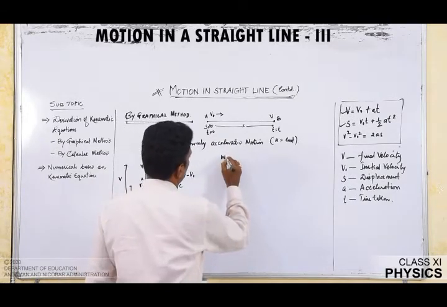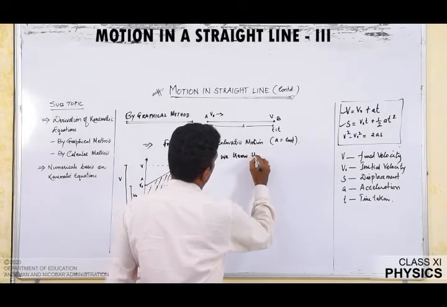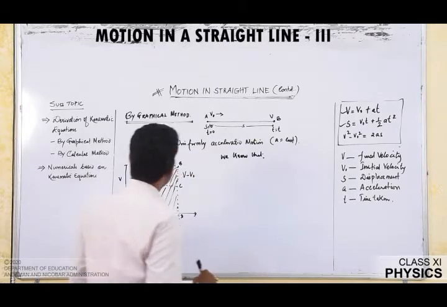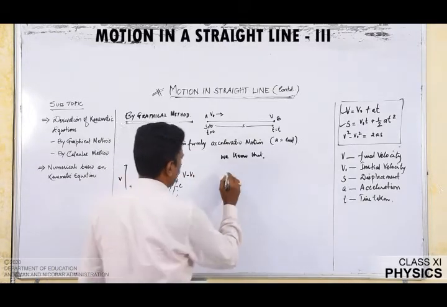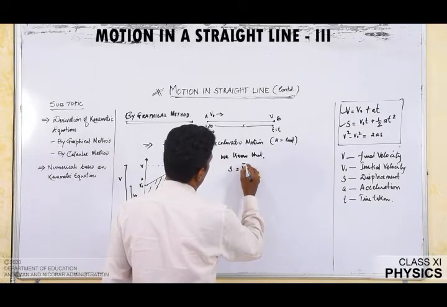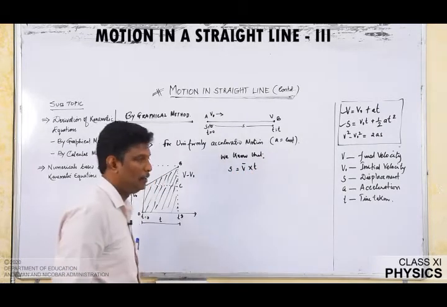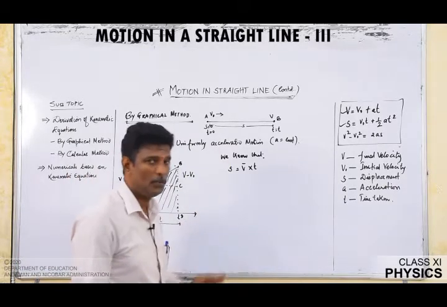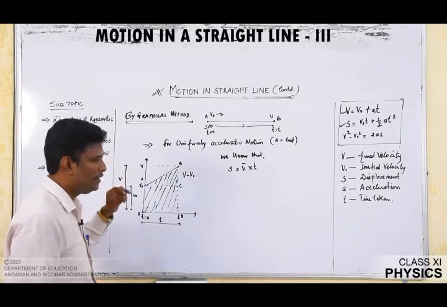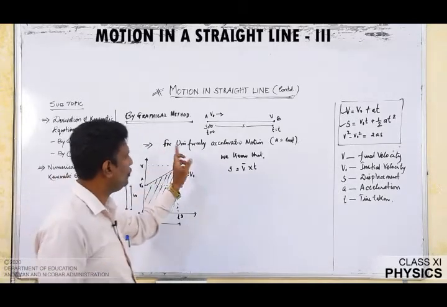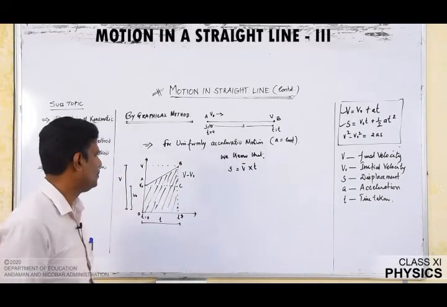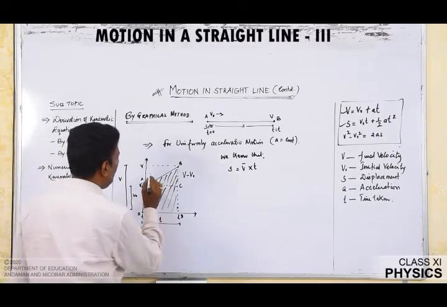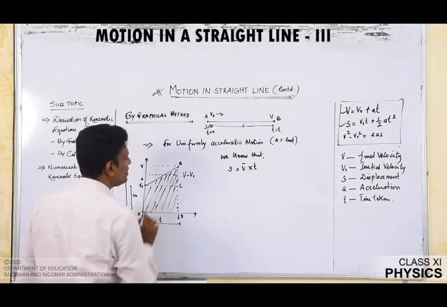We know that average displacement is equal to the average velocity into time. In the last class we have studied displacement is equal to average velocity into total time taken. What is the average velocity here? We know that the object is moving with uniform acceleration. So, this is the initial velocity and this is the final velocity. Where will be the average velocity? It has to be in the center.